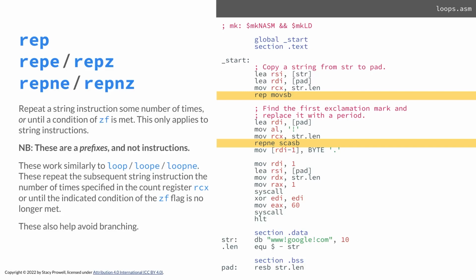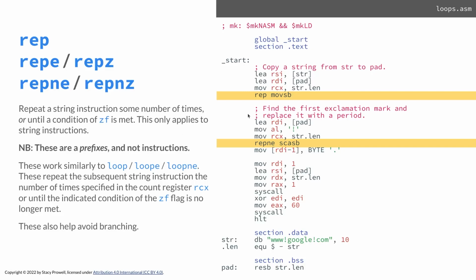There are also these repeat prefixes. These repeat a string instruction some number of times. They are not instructions themselves, they're just prefixes. And they work similarly to the way that loop stuff works. They repeat the subsequent string instruction the number of times specified in RCX, and they also have an early exit based on the zero flag. This can help avoid branching.